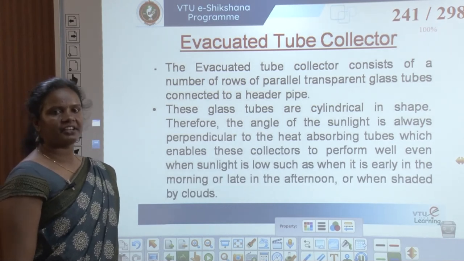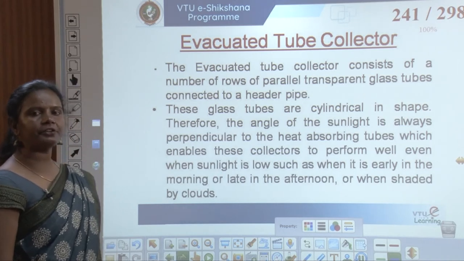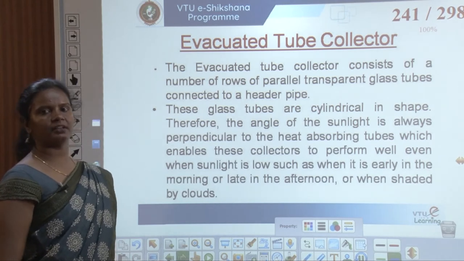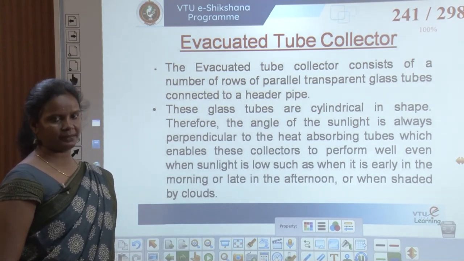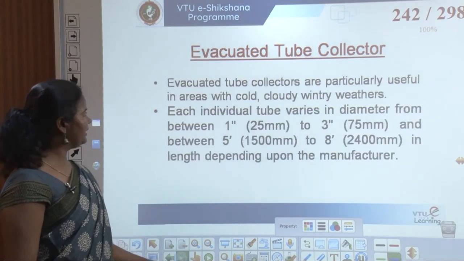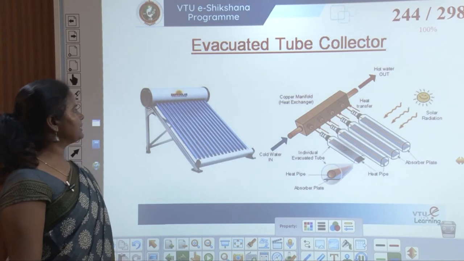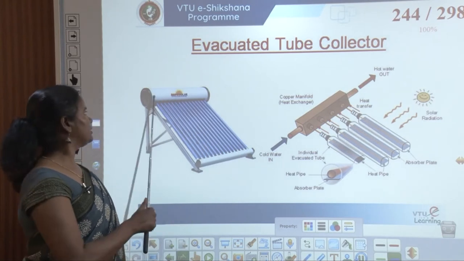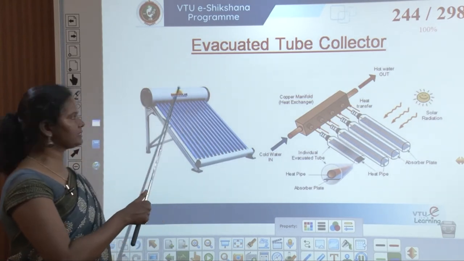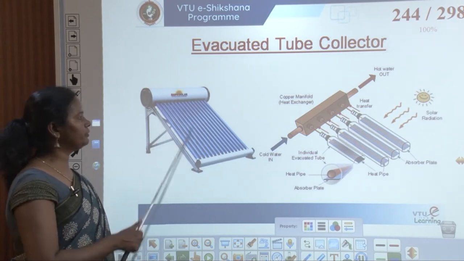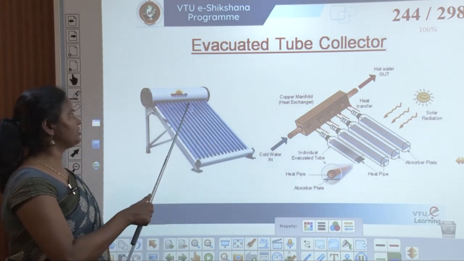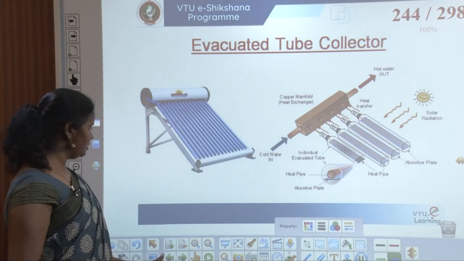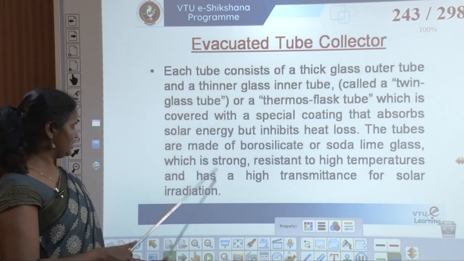Then we have the evacuated tube collector. The evacuated tube collector consists of a number of rows of parallel transparent glass tubes connected to the header pipe. Just to give you an idea of how it looks, this is the evacuated tube collector. In this system, the hot water tank is connected directly to the collector. The water goes directly and is stored in the tank. So you see the pipes.